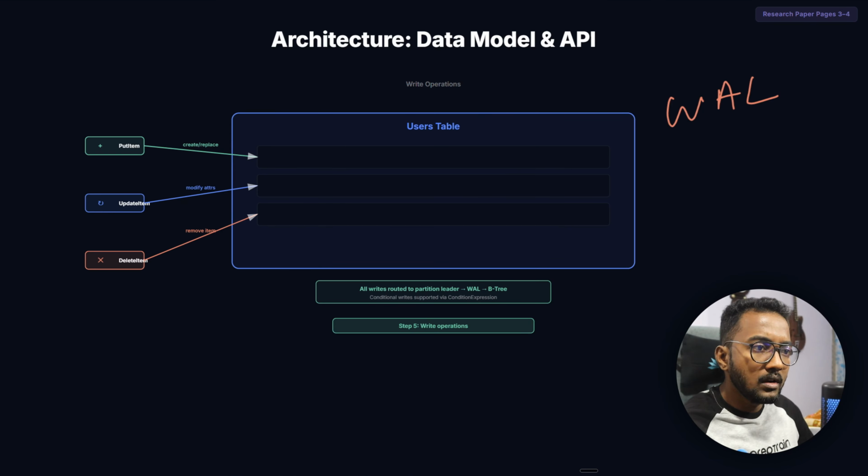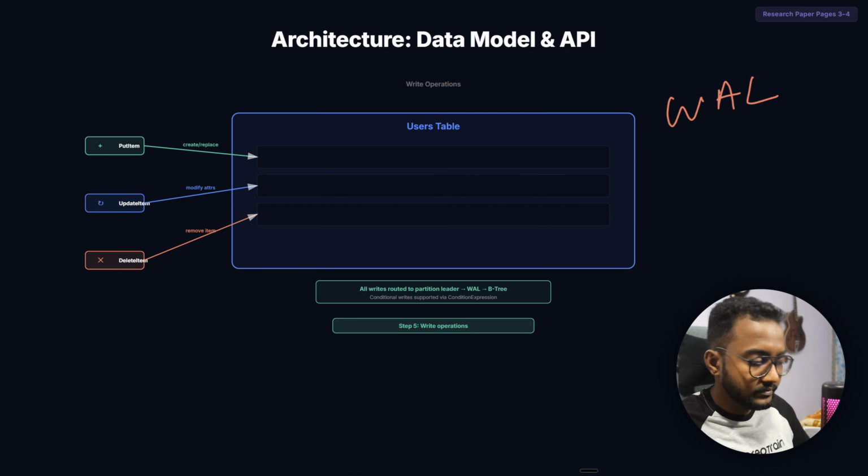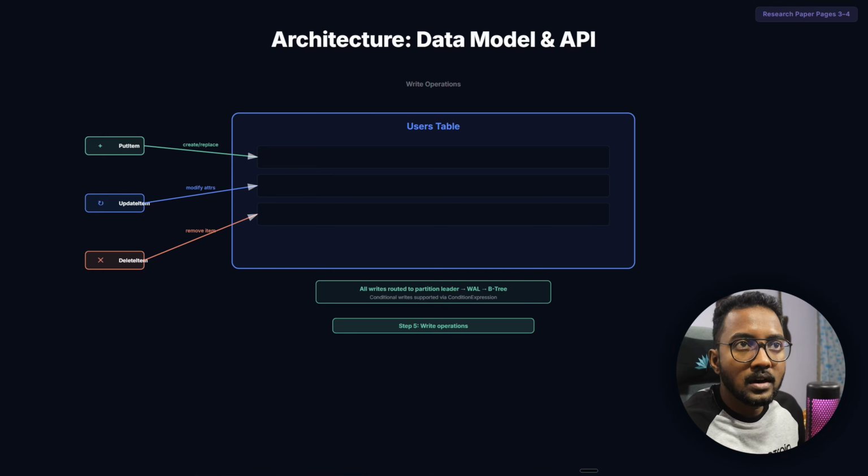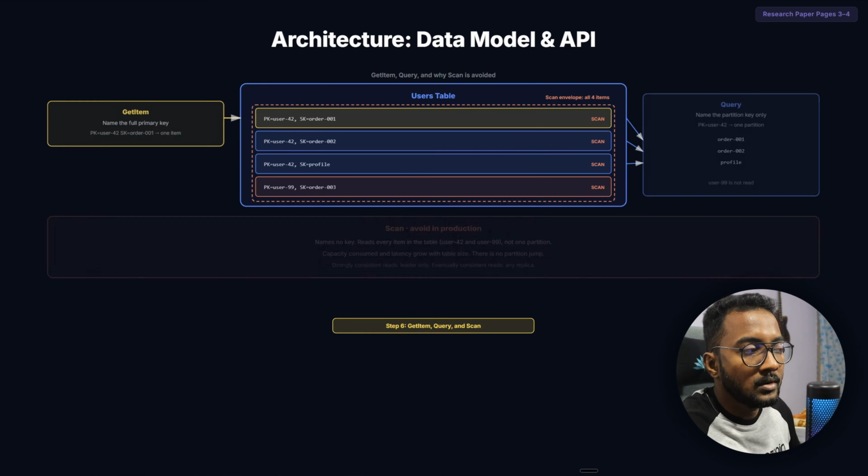So the logs are written by the leader only, and we will talk about the consensus algorithm and how it works. Now that we have discussed how write item works, let's talk about how read items work.